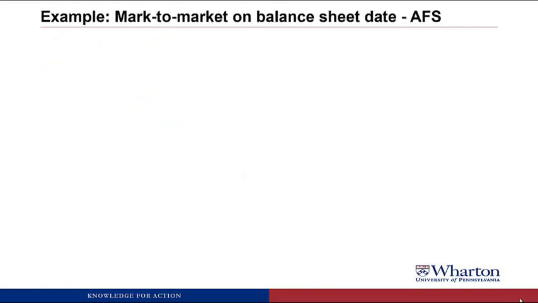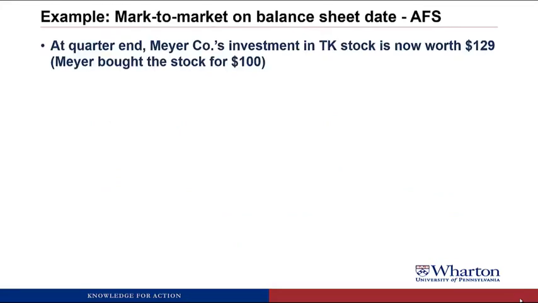Now let's take a look at how this works for available for sale securities. And a little warning, this one gets complicated. So quarter end, Meyer Company's investment in TK stock is now worth $129. So during the quarter, Meyer bought the stock for $100. The stock has gone up to $129. So there's been a mark-to-market gain of $29 that's unrealized at quarter end.